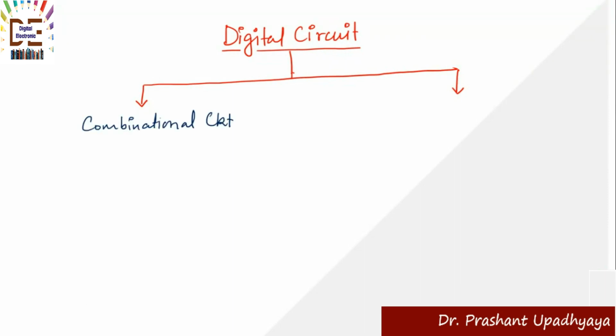CKT is the short form of circuit, and this is also known as the CC. The other circuit is known as the sequential circuit. So whenever we talk about digital circuits, we have two types: one is known as a combinational circuit and one is known as the sequential circuit.